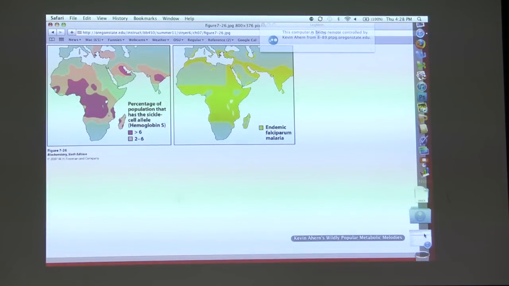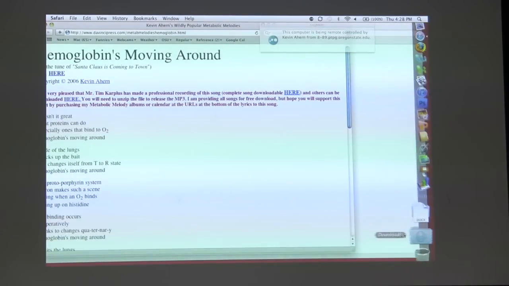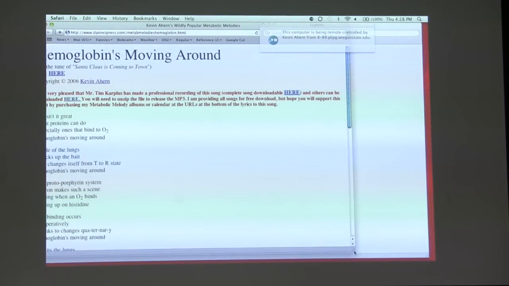Okay, this is a real easy one to sing. It's called Hemoglobin's Moving Around, to the tune of Santa Claus is Coming to Town, okay?